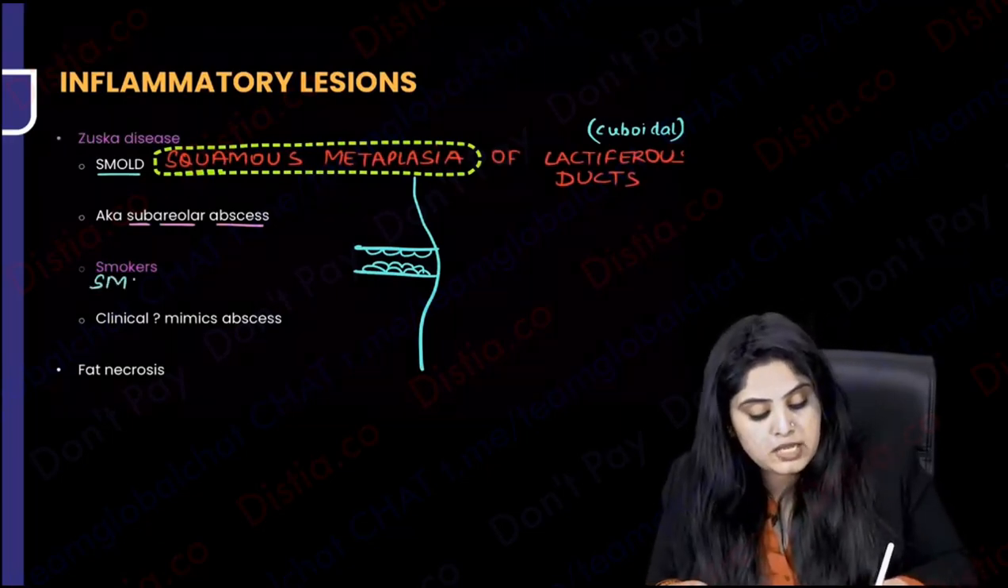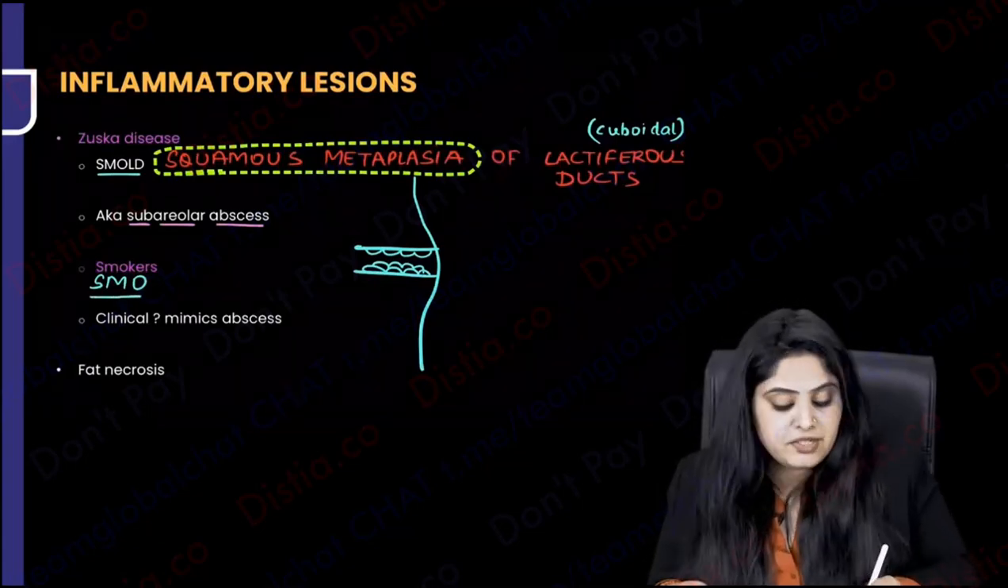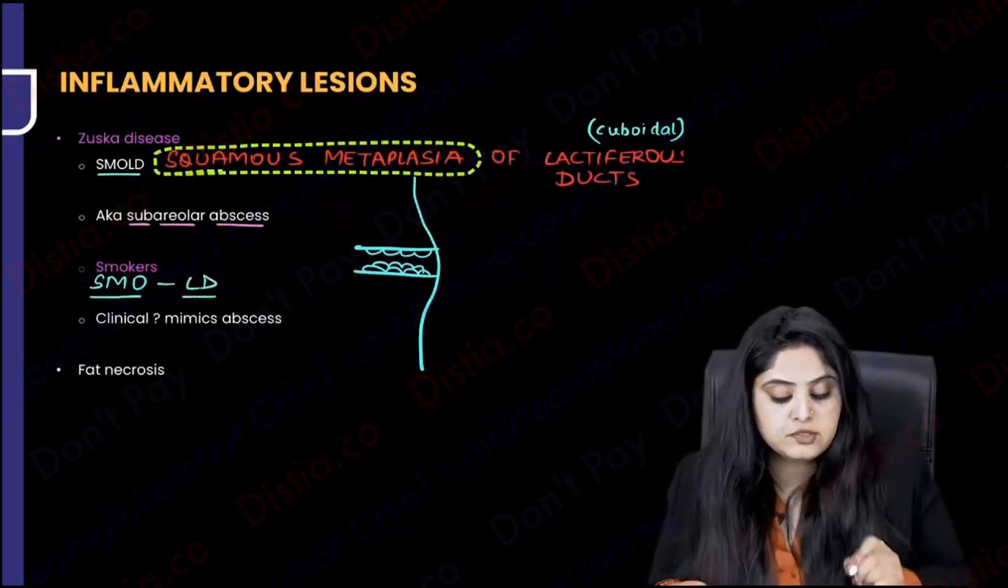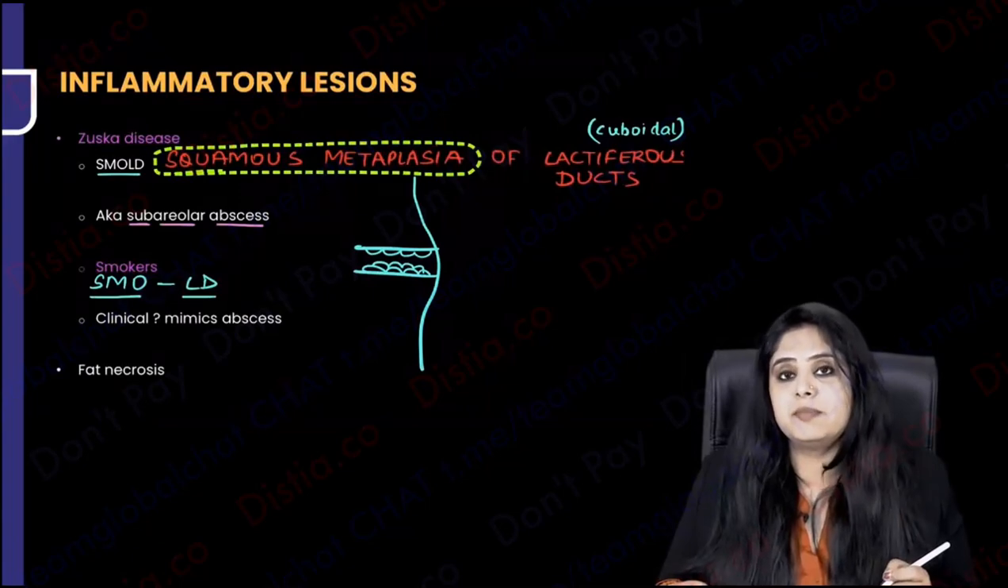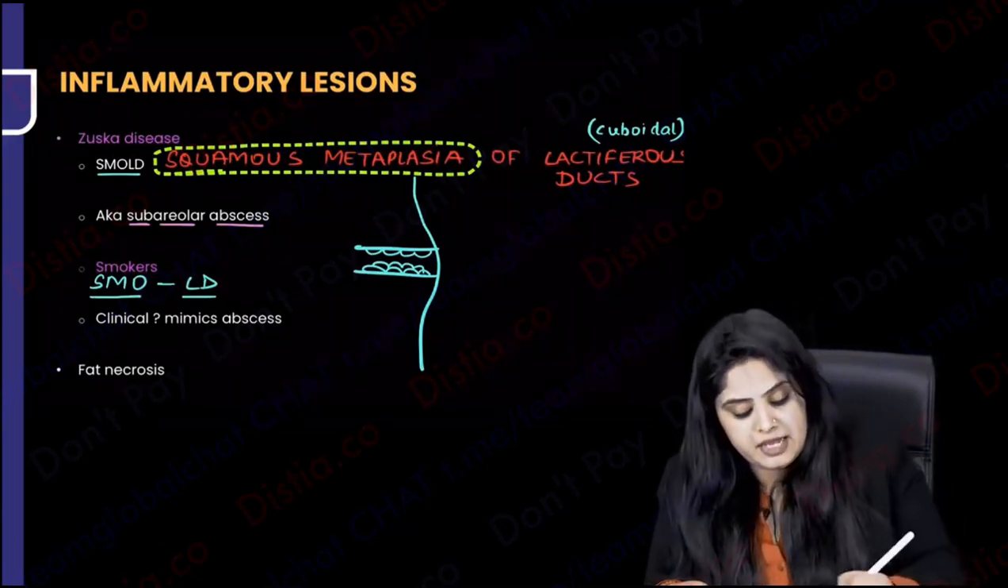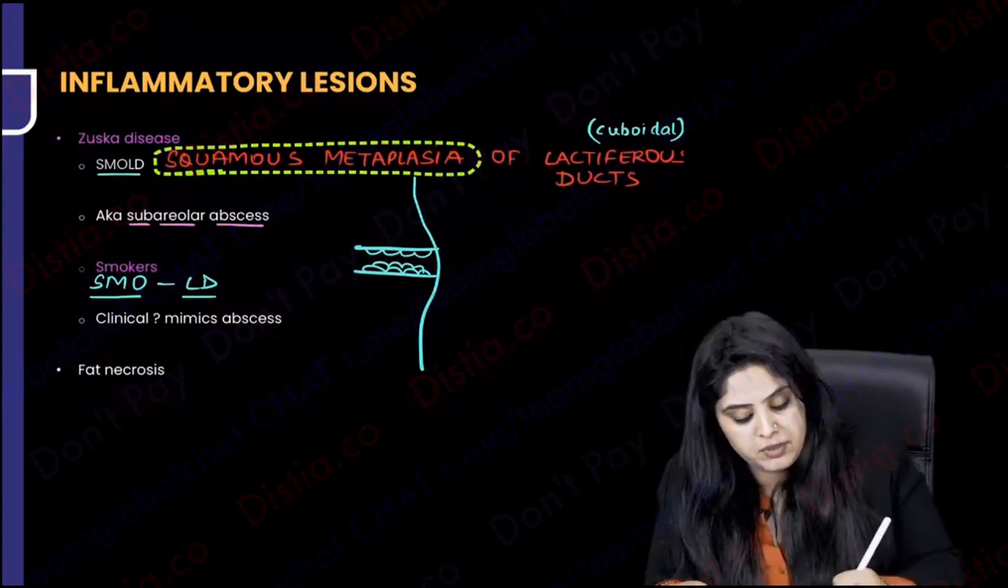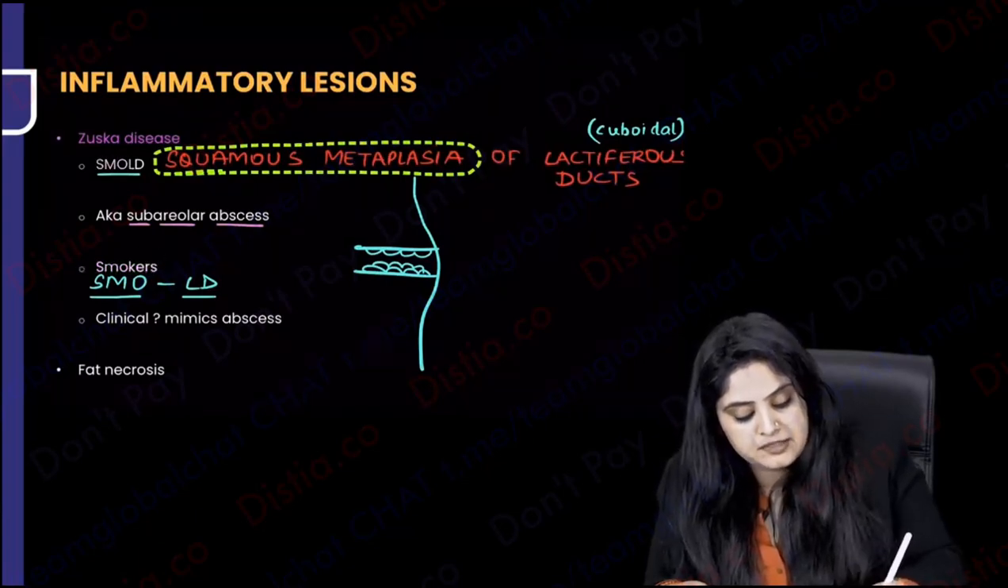So smoking results in which disease in the breast? Smoking results in the SMOLD disease of the breast: squamous metaplasia of the lactiferous duct. Yaad rahega, SMO, that is what is common. SMO over here and SMO over here.